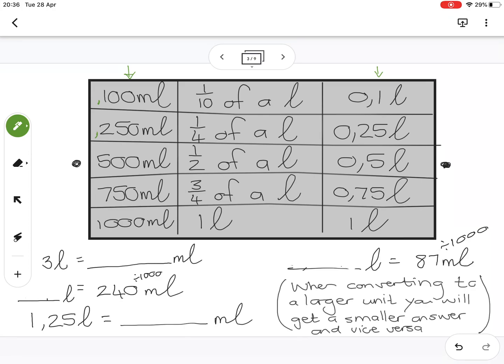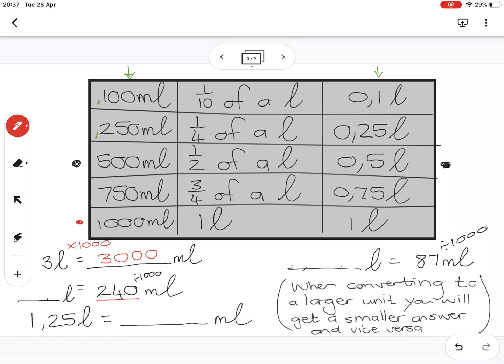Right, let's do some converting. 3 liters. Well, if I'm going from liters to milliliters, my number has to get bigger, so I must times by 1,000. So that's 3,000 milliliters. Let's go the other way around. Now, remember, it doesn't matter if you're working from left to right or right to left. I've got 240 milliliters. Now, remember, that is smaller than a whole liter. Remember, a whole liter is 1,000 milliliters. So this is going to be a decimal answer.